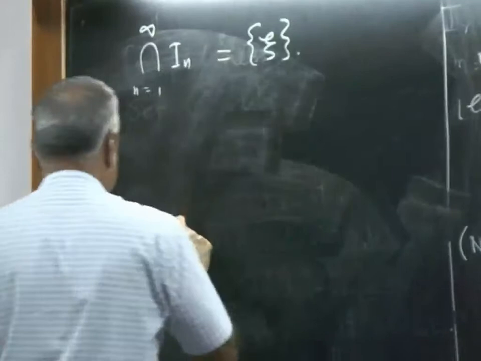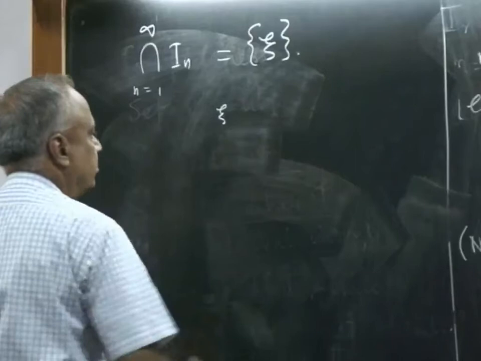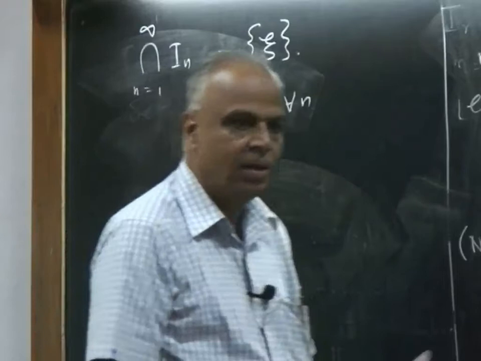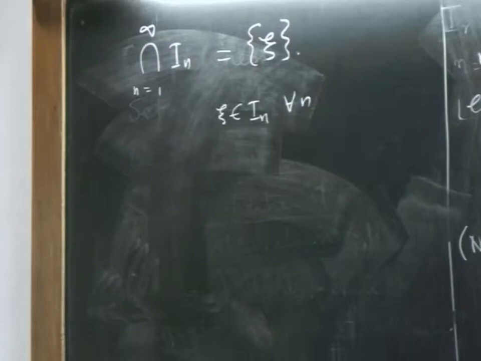What can I say about that psi? Psi belongs to In for every n. That's one for sure. That means we have a small interval because the diameter is going down to 0. So, what could be the maximum distance between xi and an?